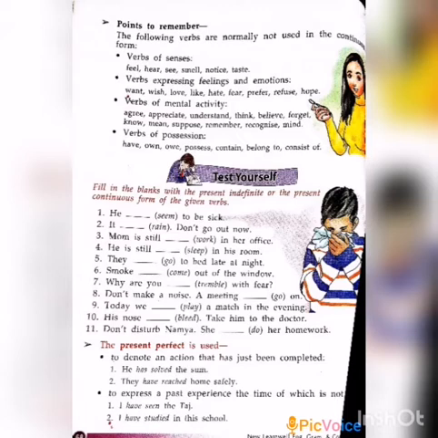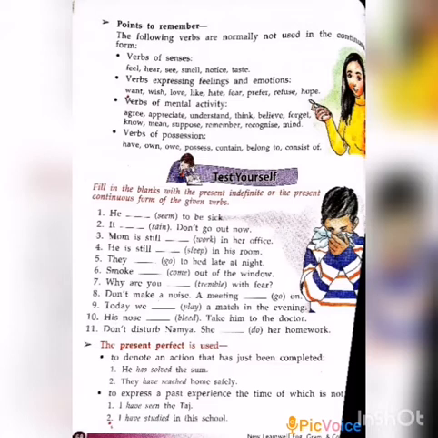Next one, present perfect is used. The first one, to denote an action that has been completed, to express a past experience, the time of which is not given. So remember all the points. All of you take your pencil, mark these points and study. See the example: he has solved the sum. Second one, they have reached home safely. So what is the form for the present perfect? It should be subject plus have, has, and plus V3. V3 is common for all the perfect tenses.